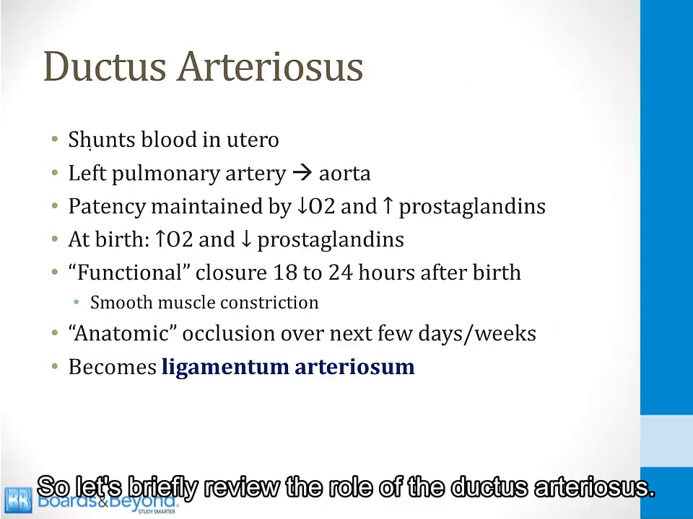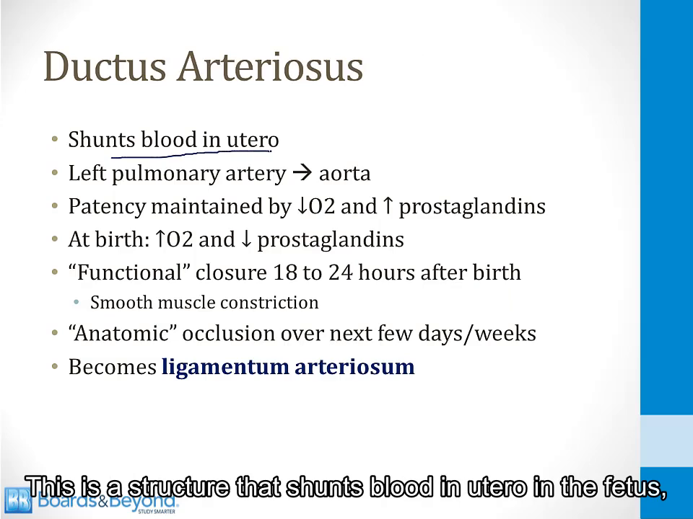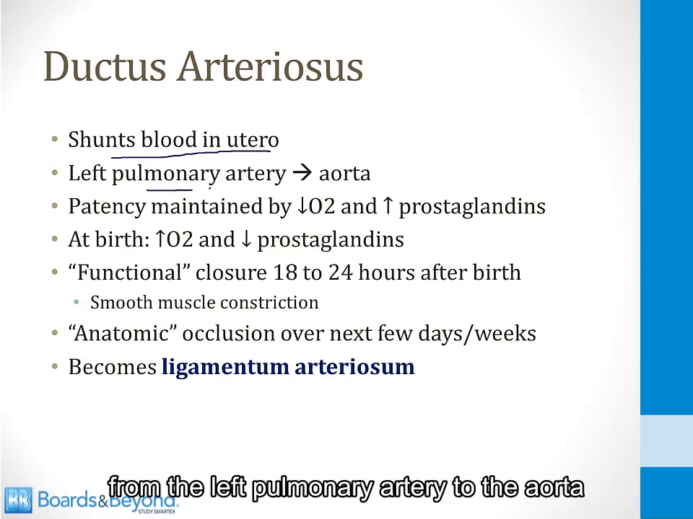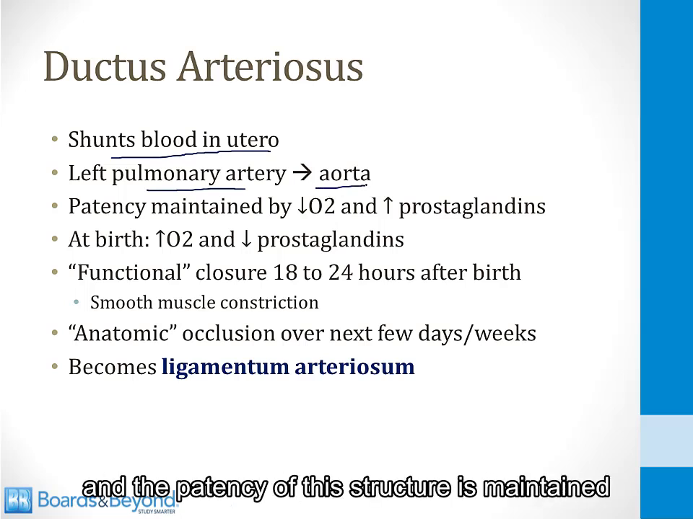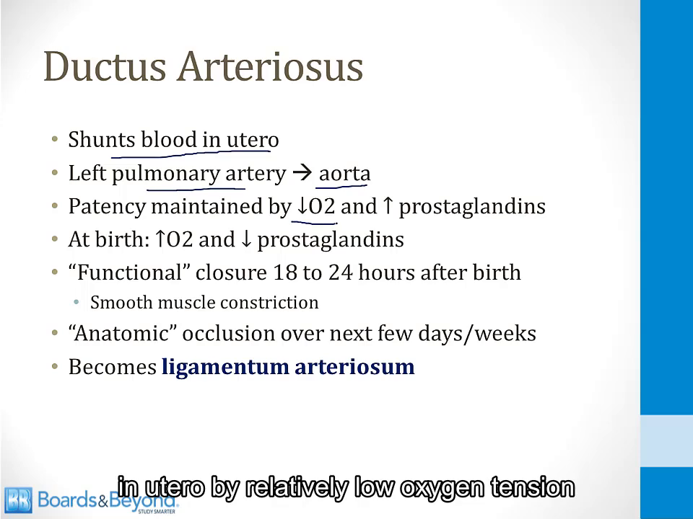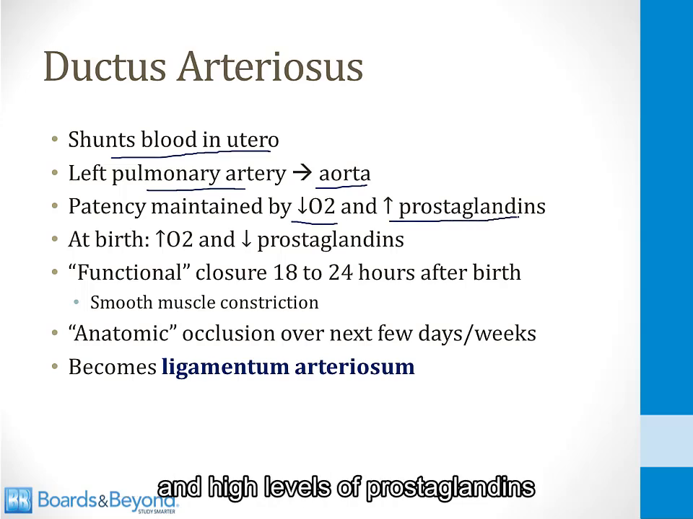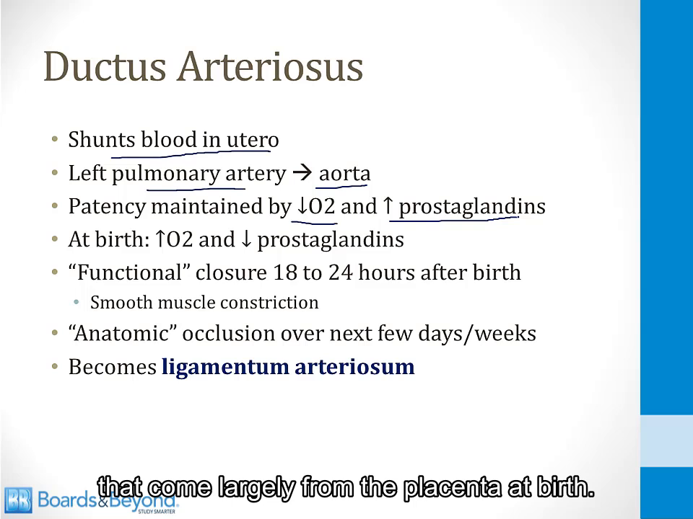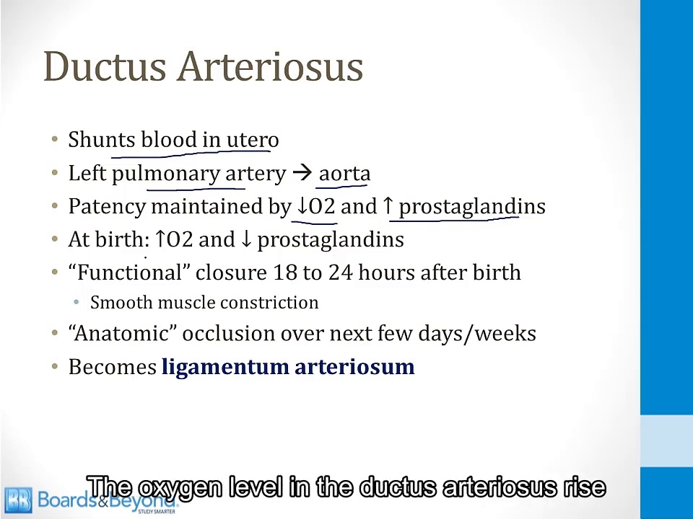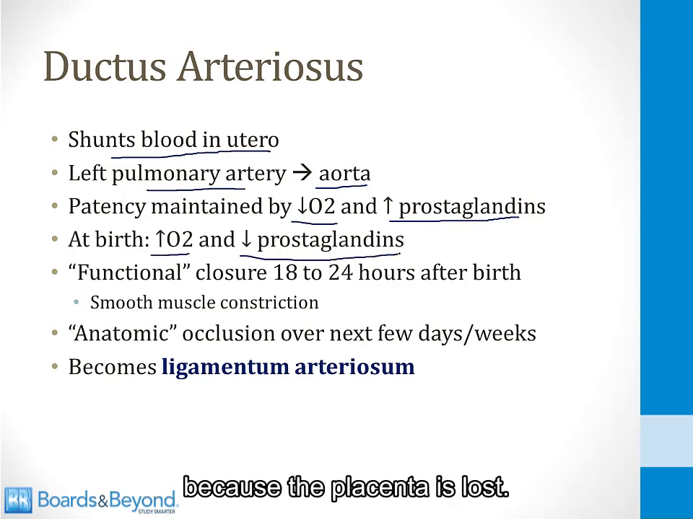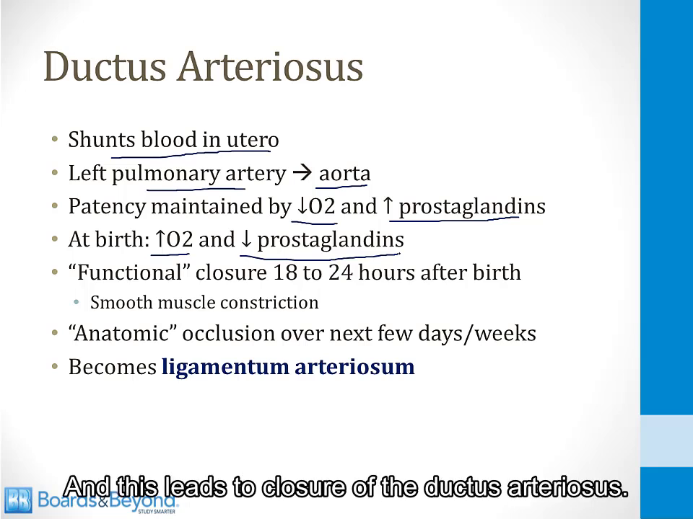So let's briefly review the role of the ductus arteriosus. This is a structure that shunts blood in utero in the fetus from the left pulmonary artery to the aorta. And the patency of this structure is maintained in utero by relatively low oxygen tension and high levels of prostaglandins that come largely from the placenta. At birth, the oxygen level in the ductus arteriosus rises and the prostaglandin level falls because the placenta is lost, and this leads to closure of the ductus arteriosus.